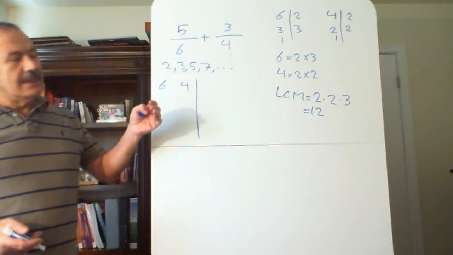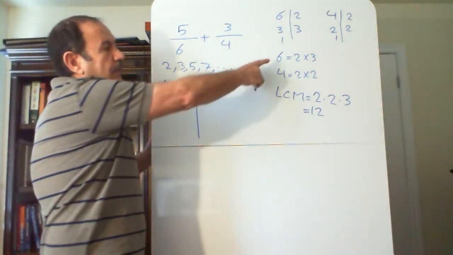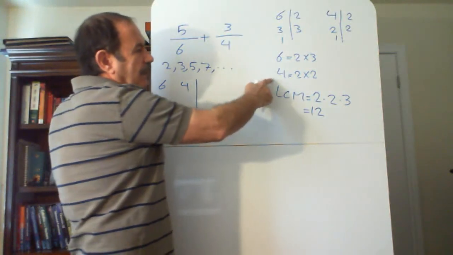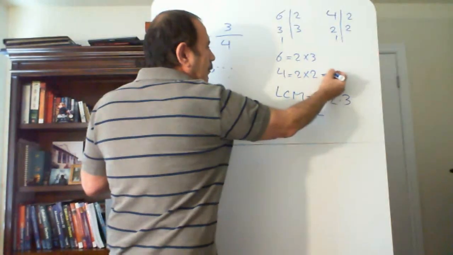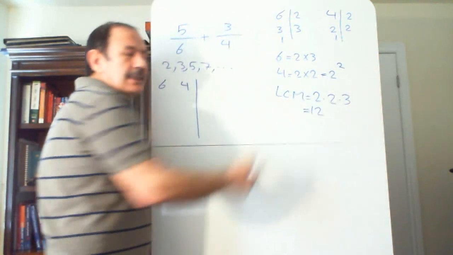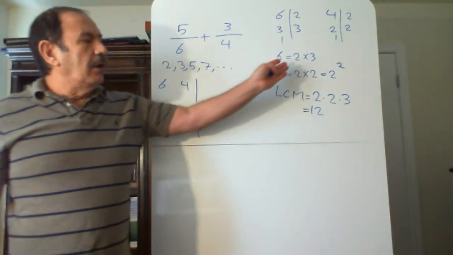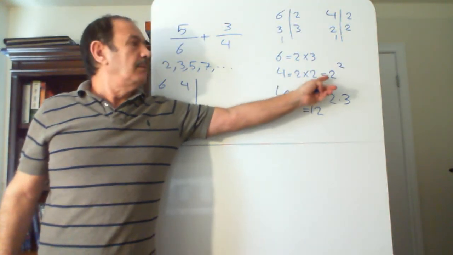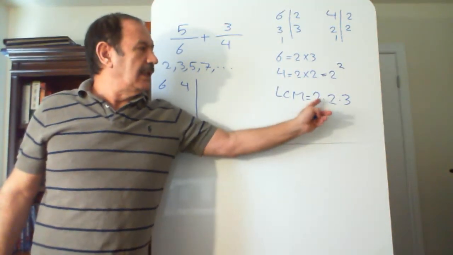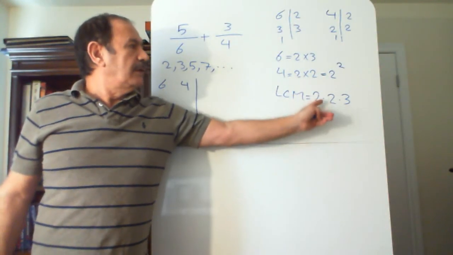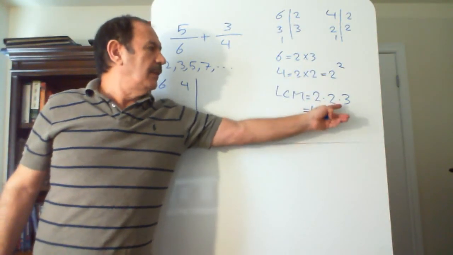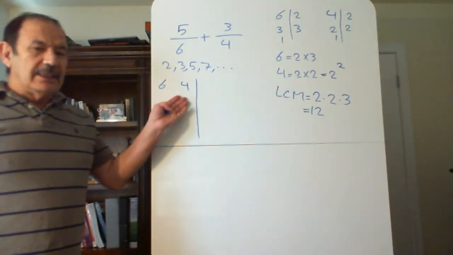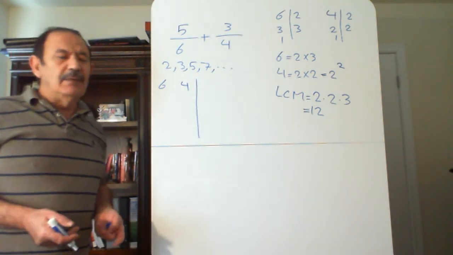And for finding the LCM, one way is to convert them to prime factors separately. 6 is 2 times 3 and 4 is 2 times 2, or 2 to the power of 2. Then the LCM is the common and uncommon factors with the greatest exponent. 2 is common, but the greatest exponent is 2, so we select 2 to the power of 2, and 3 is uncommon, which gives 12.